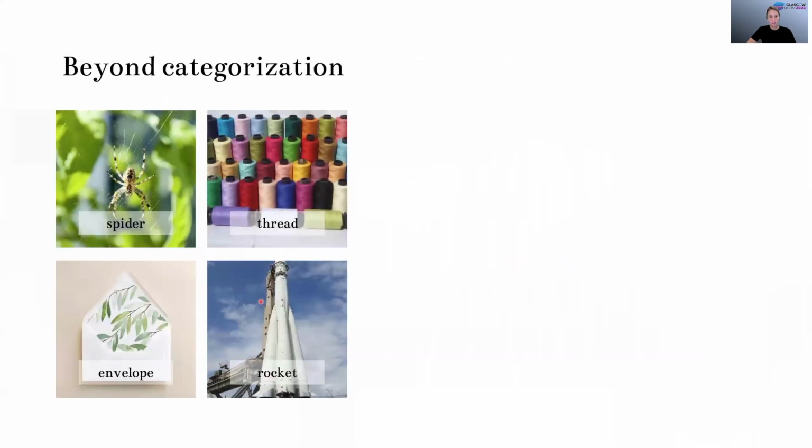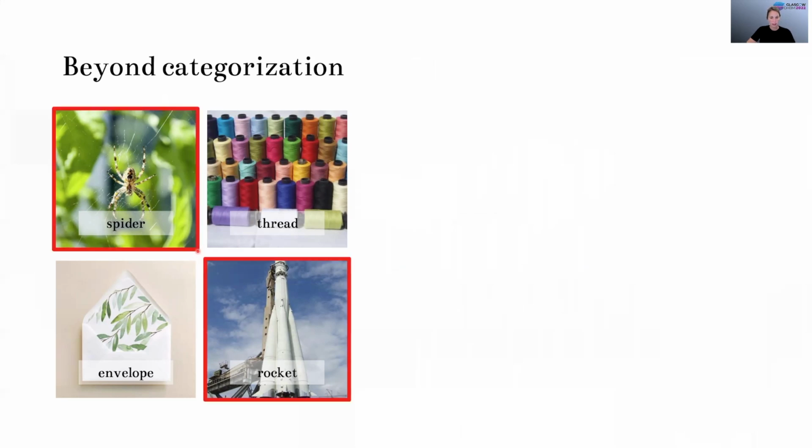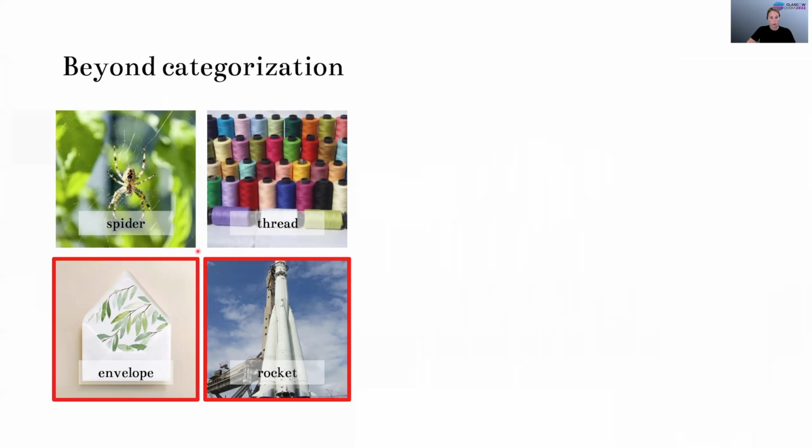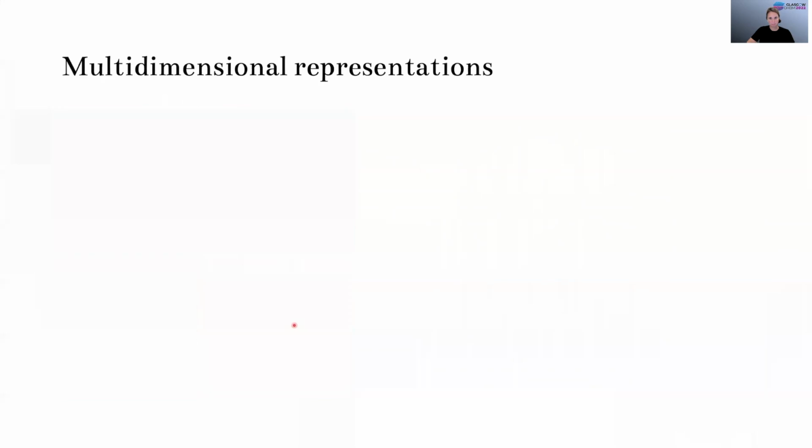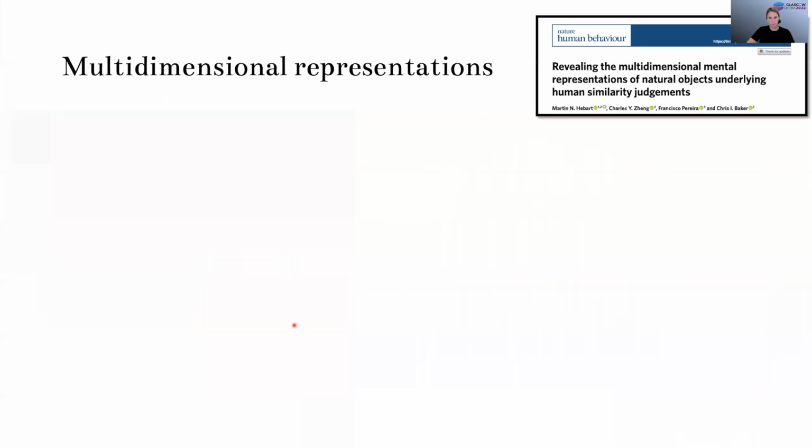In particular, when I am asking you to look at these images, you can actually do a lot more than just saying what you see in each image. You could say that the rocket and the spider relate to each other because they can both move. You might also be able to tell that the envelope and the rocket are similar because they are both white, or that the thread and the spider are similar because both of these can be used for weaving. This rich and multi-dimensional representation is what we actually want to get at.